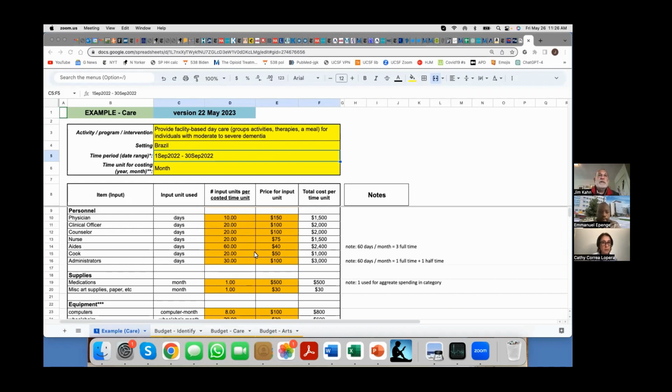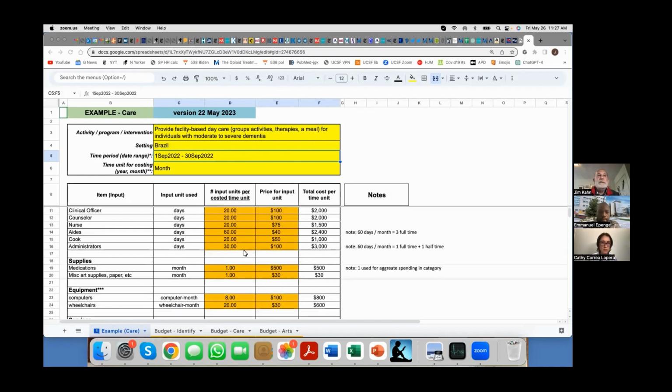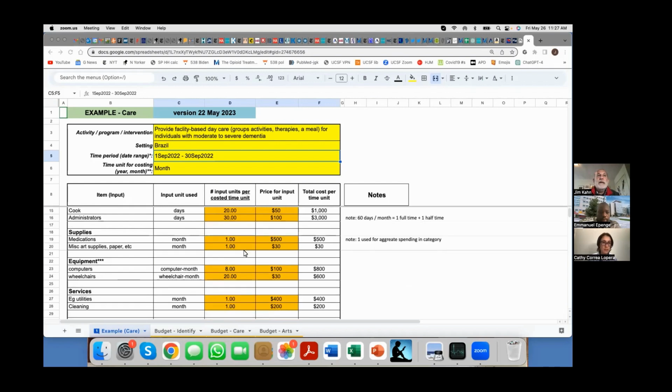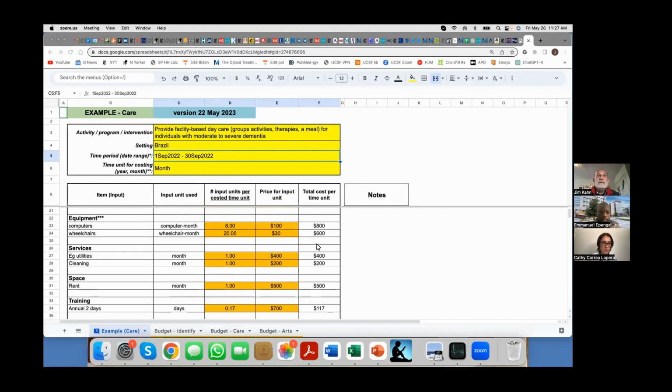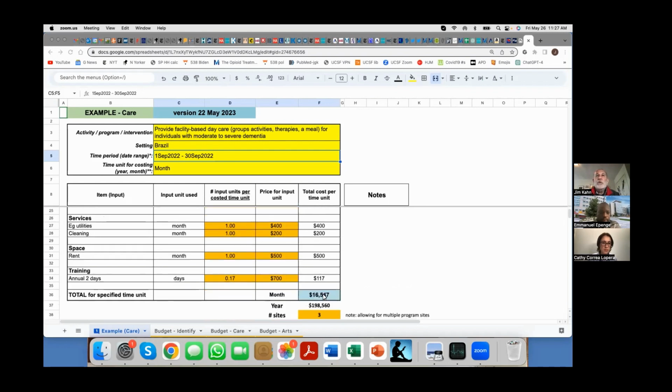This particular list happens to line up perfectly with what's needed for the program, but you can change who the personnel are. You can add new rows by inserting rows. And you put in the same numbers in columns D and E, and you'll come up with the same total in column F. You do that as well for supplies and equipment and services. And then at the bottom, and space, training, at the bottom is a total.